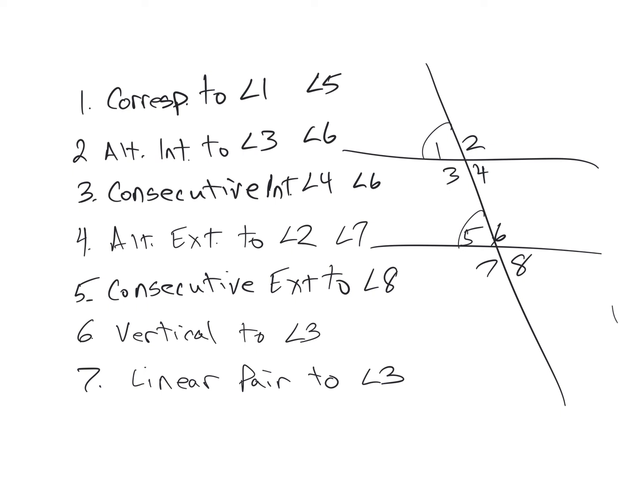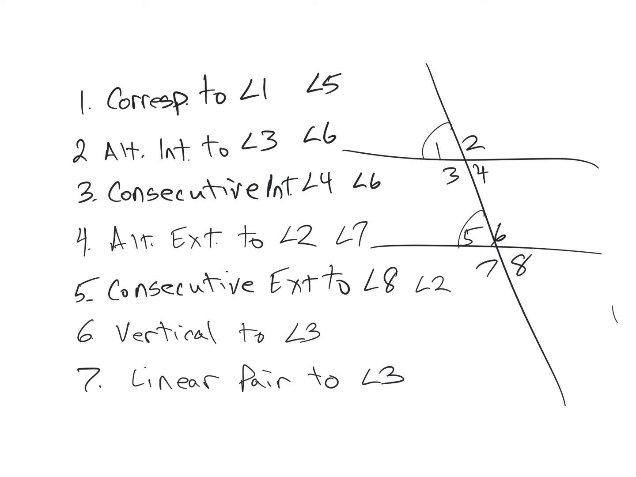So angle 8. Now this one we haven't had as a theorem, but I'm giving it to you anyway. We've talked about it a couple times. So consecutive means same side of the transversal. So angle 8 has to go with either angle 2 or angle 4. So if it's exterior, then that's angle 2. And so notice angle 2 is obtuse and angle 8 is acute.